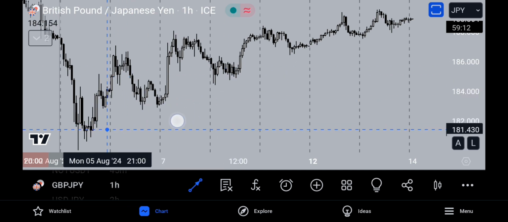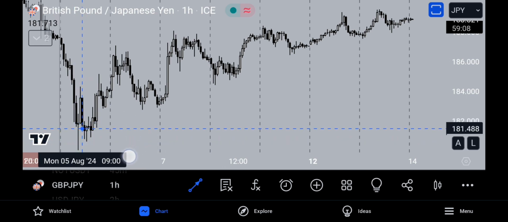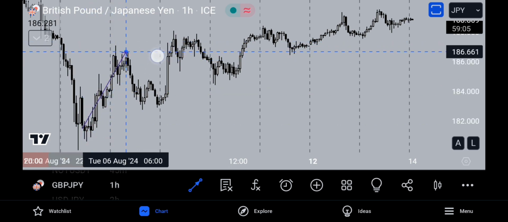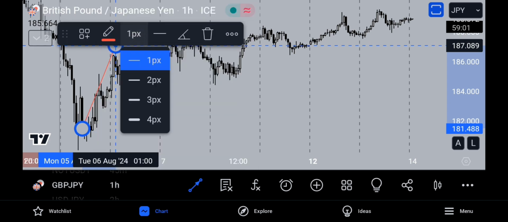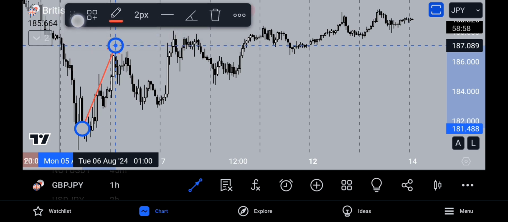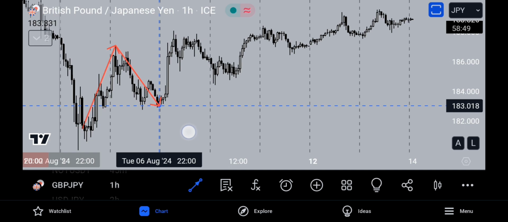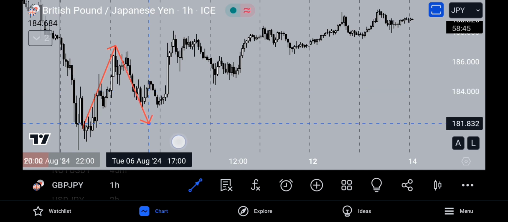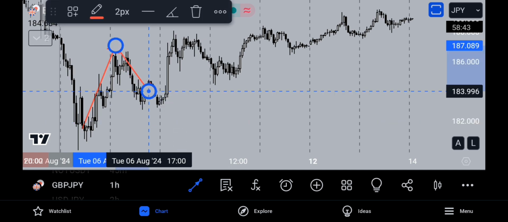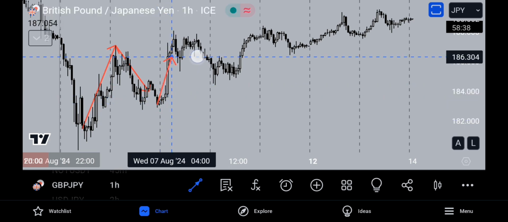Let's start from down here. So first and foremost, we have a swing low down here, then we move towards a swing high up here. Let me make this line red and then thicker. So can you see that? So from there towards a new swing low down here, and then from here what happens next? We move from a swing low to a swing high.